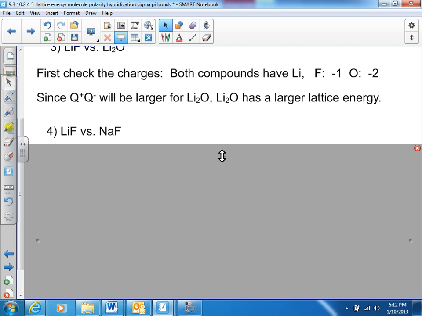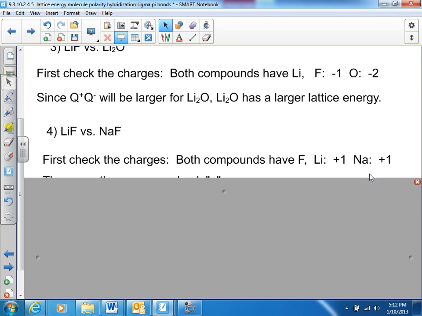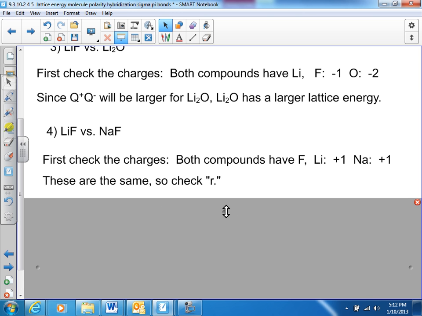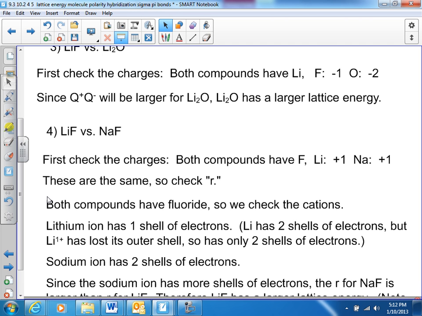Okay, next one. If you want to try this on your own, go ahead and pause. Check your charges, then check your shells. Which one has a larger number of shells for the positive or negative ions? Which one has a bigger or smaller charge for the positive and negative ions? And I'm about to show you the answers. So charges are the same. That doesn't help us out. We have to check the shells. And here we go.